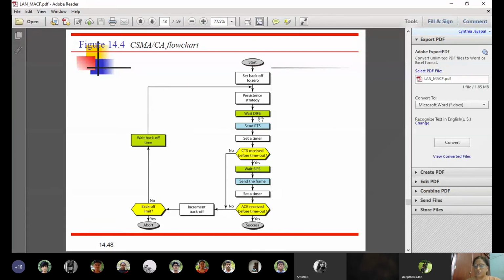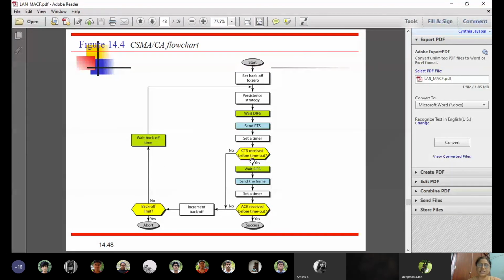I told you there are two time intervals, one is SIFS and another is DIFS. First it waits for the DIFS time interval and then sends the RTS packet, which is request to send, and sets a timer. CTS is just an acknowledgement for RTS, the same as what we have seen before. Until the timer expires, it will wait for CTS. If no CTS is received, it will again wait for some random backoff time, after which it will sense the channel again, and if the channel is free, it will continue.